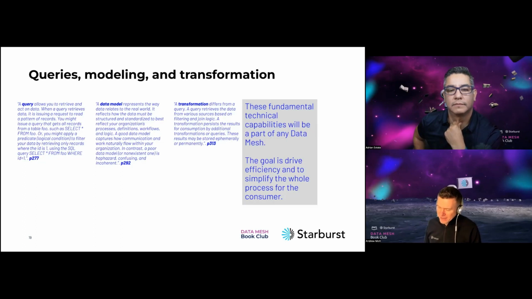Probably for the last decade or so, and I'm starting to see data modeling come back into vogue a little bit for various reasons. And if I think about that from a mesh perspective, I think there are some really interesting ideas here.